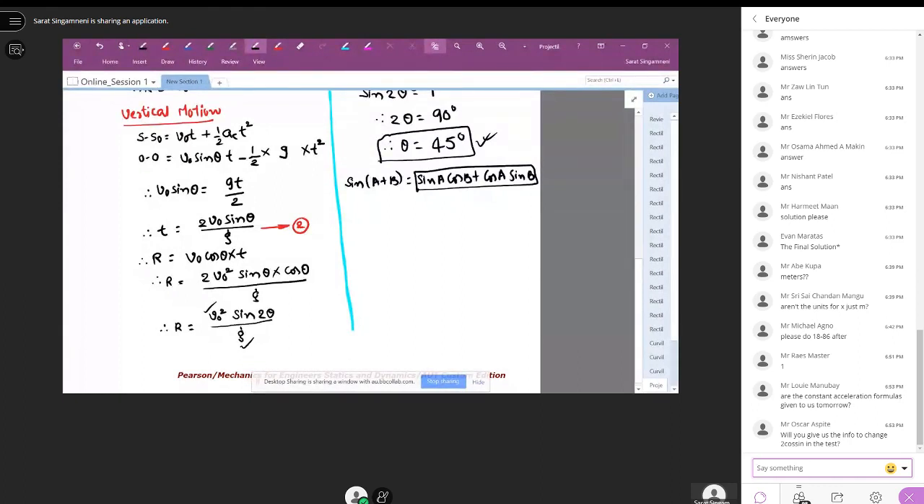So if both A and B are equal to theta, for example, sine theta plus theta is equal to sine theta cos theta plus cos theta sine theta. On the left side, it is sine 2 theta is equal to 2 sine theta cos theta. So what is required is that one. That brings you to this. Now, can you keep it in your brain or not? This one equation.